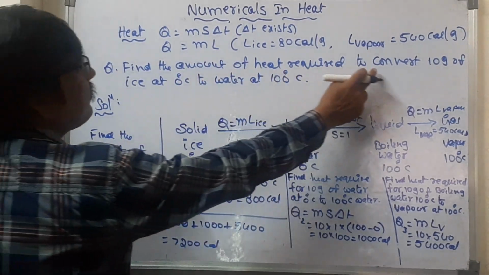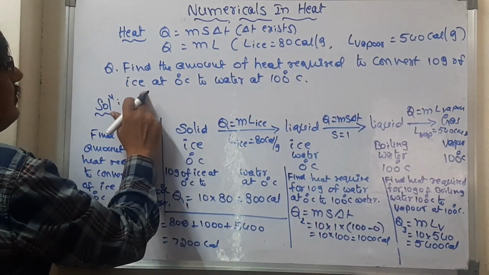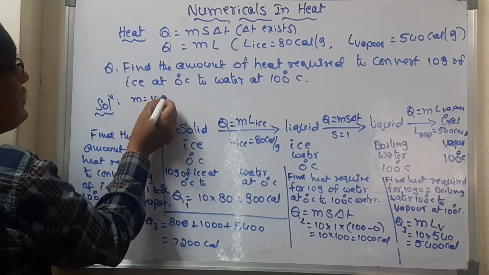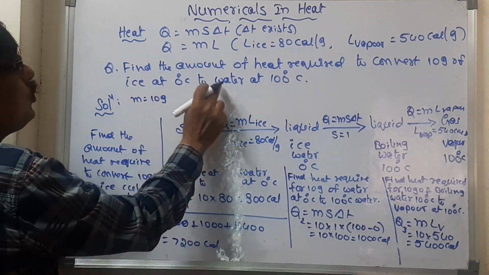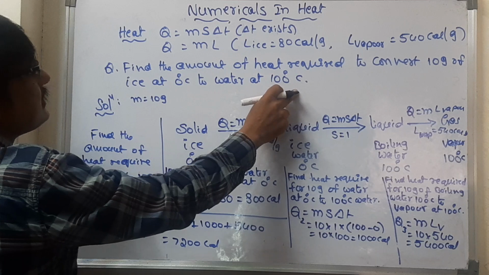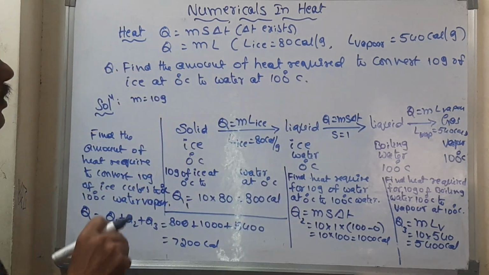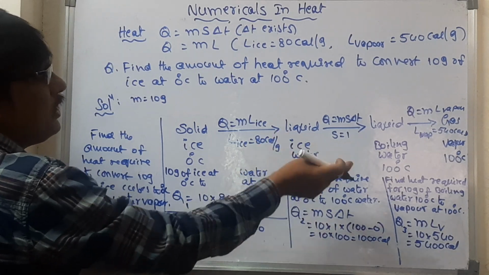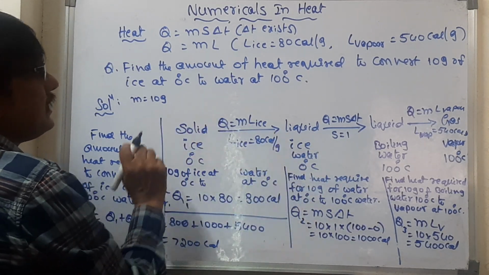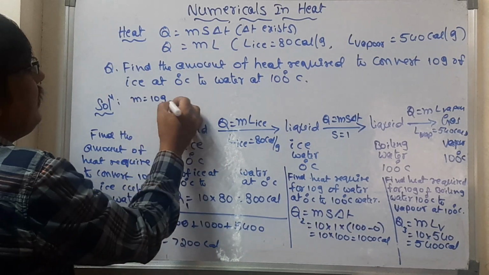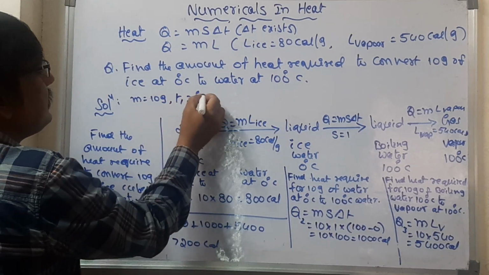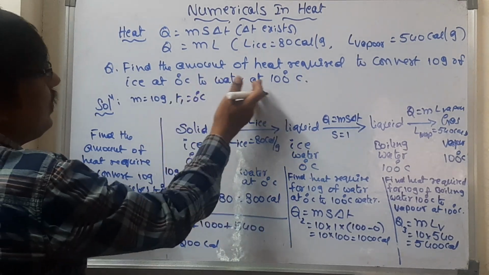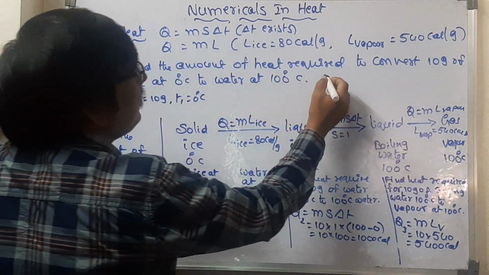Find the amount of heat required to convert 10 grams of ice at 0 degree Celsius to water at 0 degree Celsius. So mass is given. How much is the mass? 10 grams. So it has to be converted into water. To water, whether ice water or boiling water is not given. So let's consider ice water, and T1 is equal to 0 degree Celsius. Boiling water is not given specifically. So then we can take water at 100 degree Celsius. Then what is the analogy we can write?